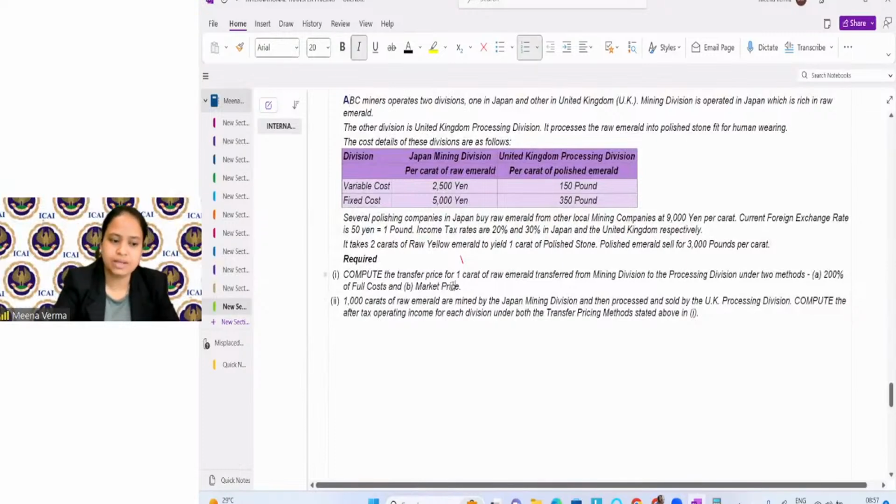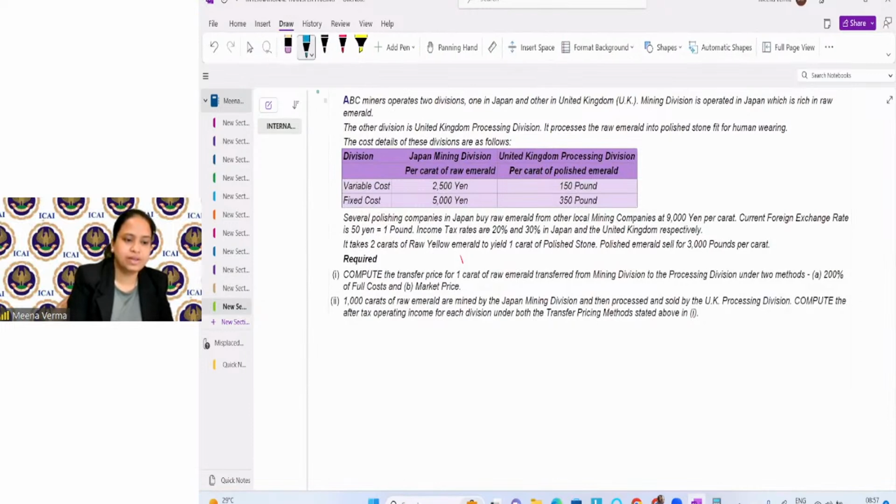So we have a company. Let's read it. What is happening here? ABC Miners is a company. Start making the diagram. It operates two divisions, one in Japan and one in UK. So one of the divisions is in Japan and one of the divisions is in UK.